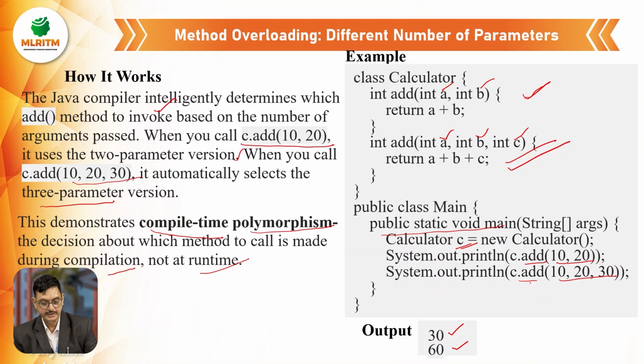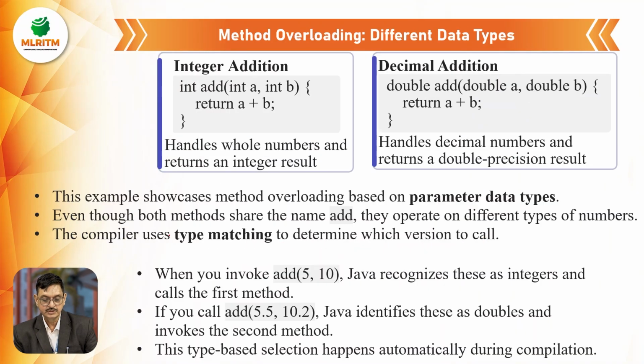Right? So now we'll see method overloading with different data types. We have two versions. Say for example, we can have a number of versions also. First of all, we can say integer addition. Next, we see the decimal addition.